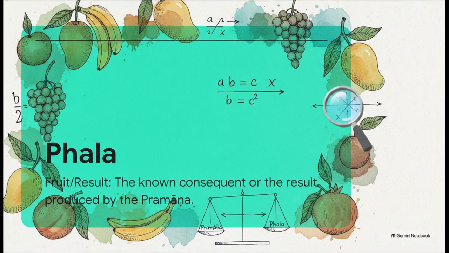Next, we have phala, and this translates beautifully to the fruit or the result. Mathematically speaking, the key takeaway here is that this is our known consequent. It's the direct, logical result produced by our base measure, the pramana. So, if the measure is our starting reality, the fruit is the natural outcome of that reality. In our modern formula, this perfectly represents the B.